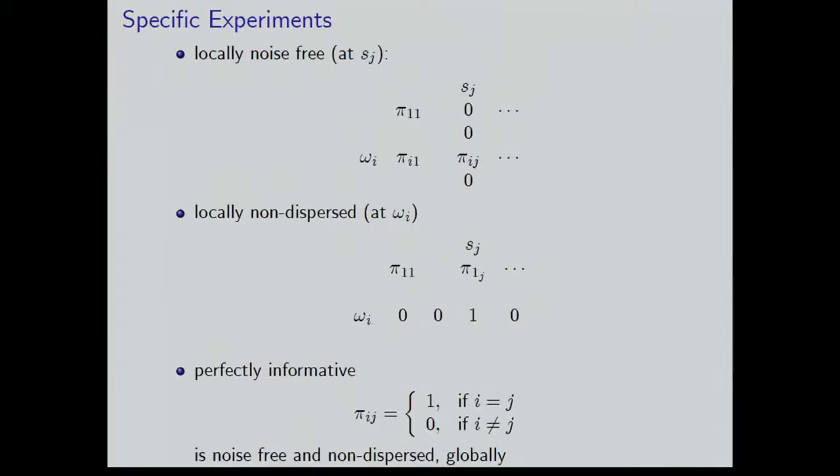There are specific experiments that we'll refer to and that will be of use. One is locally noise-free. It is the one where we provide with the signal Sj just information about one state. So that means there's no noise in the signal. Once that signal is received, I know that the true state is i. If you look at the entries from the row side, and it's just zeros with the exception of one 1, then we refer to this as locally non-dispersed, because it basically means that the information that we provide about omega i is non-dispersed, it's concentrated just on one signal. And of course a perfectly informative experiment is one that has just ones on the diagonal and zeros off the diagonal. So that's one that is globally noise-free and non-dispersed. Okay.